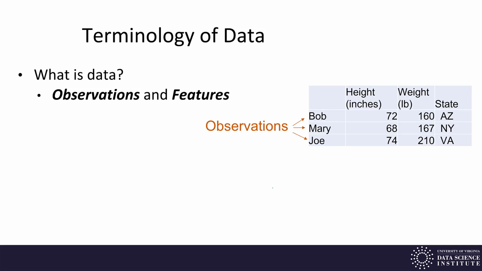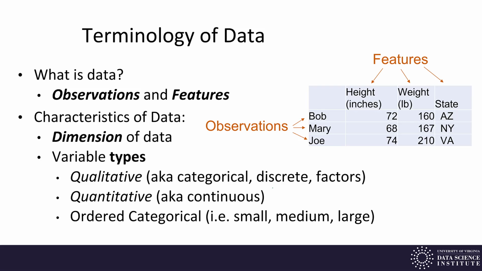So Bob, we measured his height and his weight, and he's told us what state he comes from. That's one observation. Mary, with her height and her weight and her state, is another observation. When we talk about features, we talk about these different variables. Height is a feature variable, weight is another feature variable, and the state they came from is another feature variable.